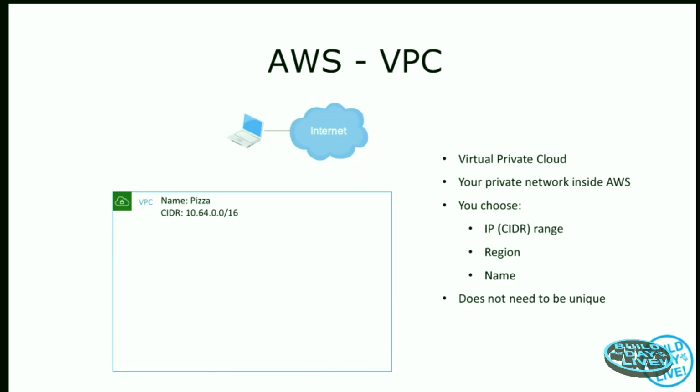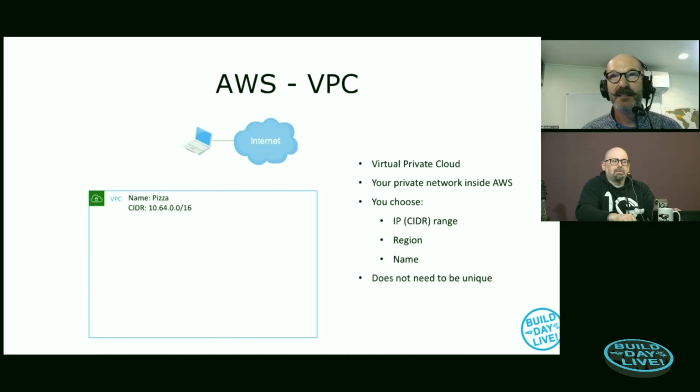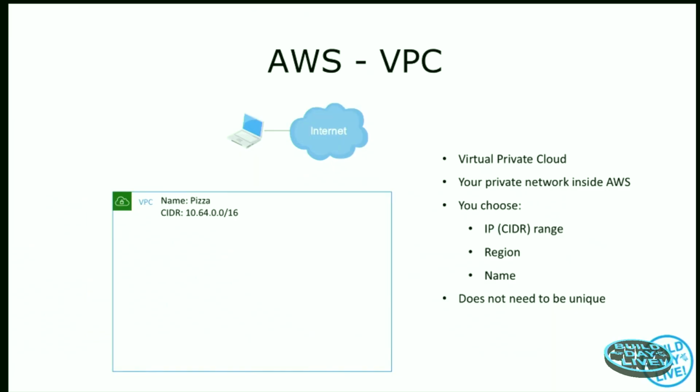We can talk in another video about what CIDR ranges are, but they just define a network range. So when we specify a VPC, we choose where it's going to be, where in the world. We can talk about these things called regions. They're just geographically separate areas. Where in the world it's going to be, what IP address range you're going to use, and then what name you want for this VPC.